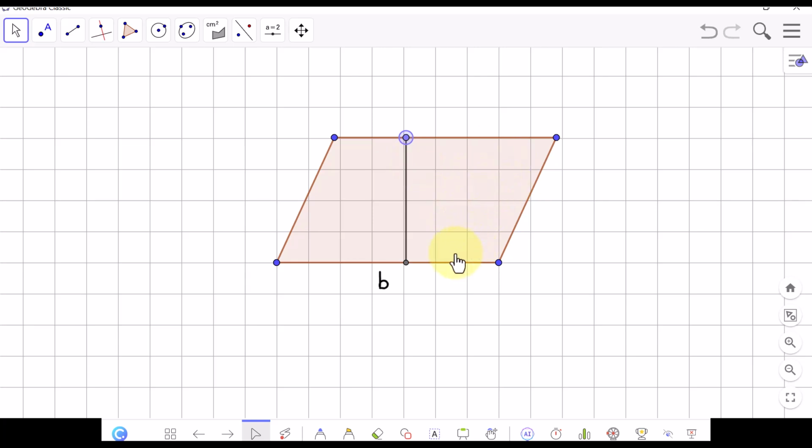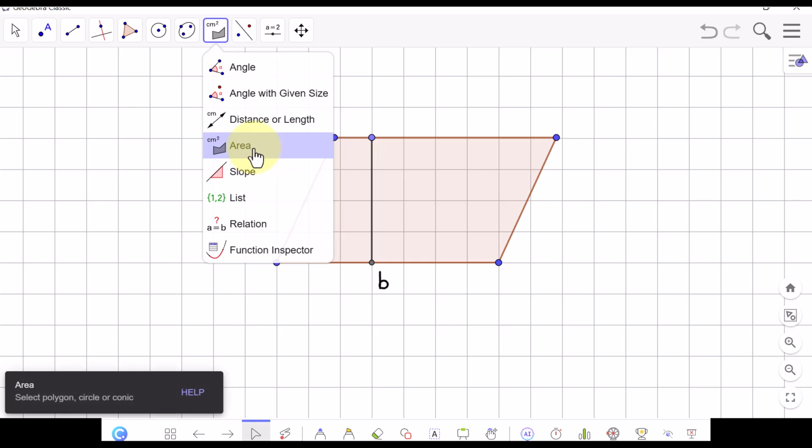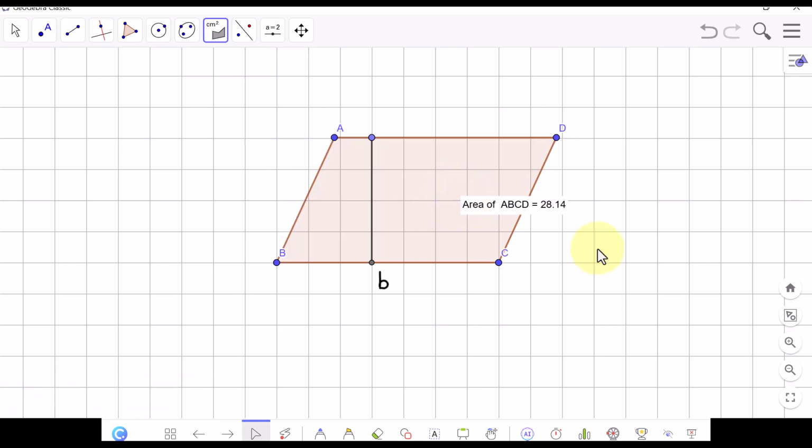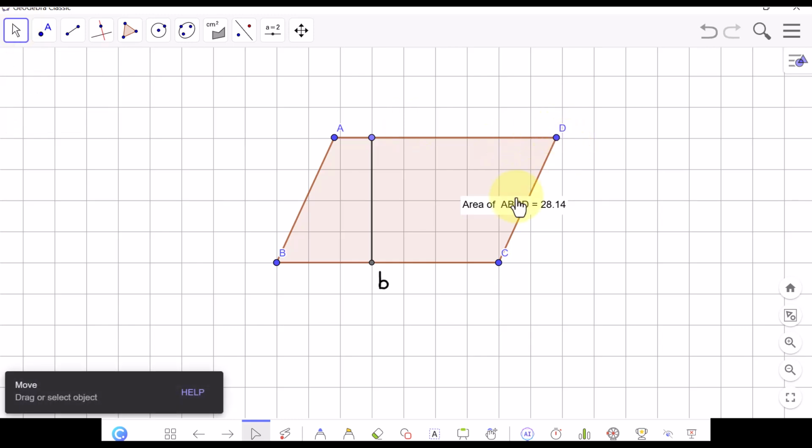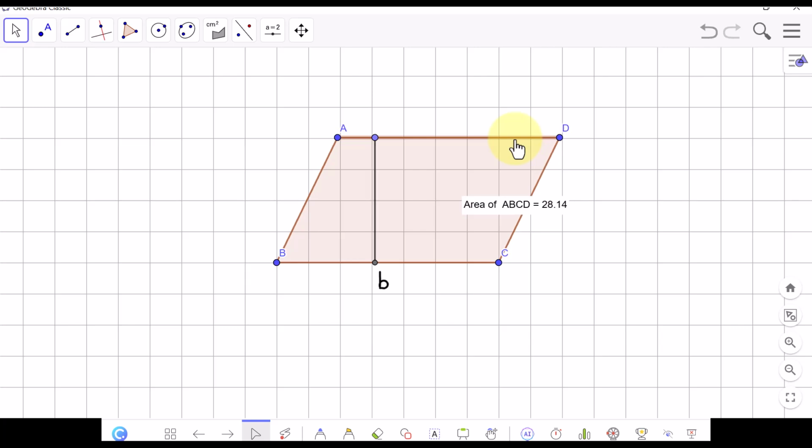Based on the grid I use here, the height is 1, 2, 3, 4. So the height is 4. Then the base is 1, 2, 3, 4, 5, 6, 7. So the base is 7. That means the area of this parallelogram is going to be 7 times 4, which is going to be 28. If I click on area, I click it here, you will see it's giving me 28. But you can see why it's not a perfect 28. It's not touching this place, so let me slant it to touch that point. And now that it's touching it, let me position it well.